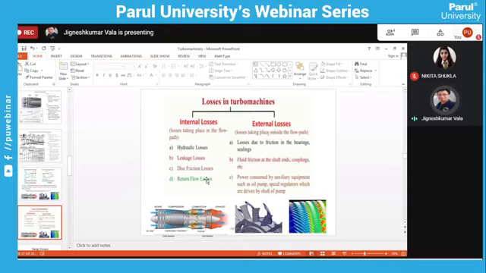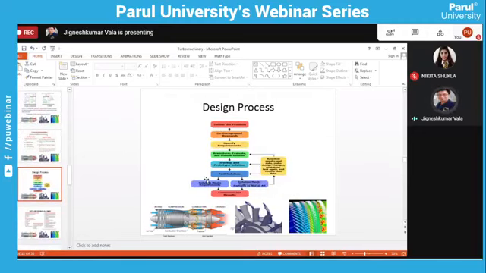Due to time constraints, I will not talk about the losses in much detail. This is very important in turbomachinery, and we always have to minimize the losses. So the next part is the design process.